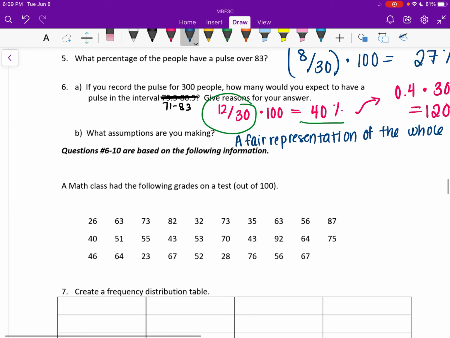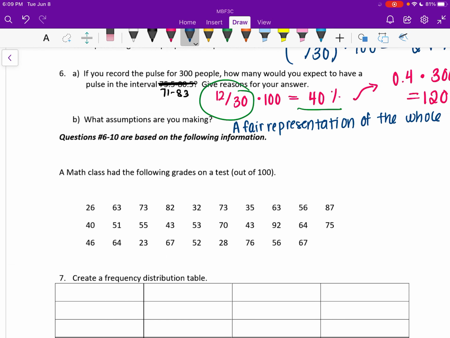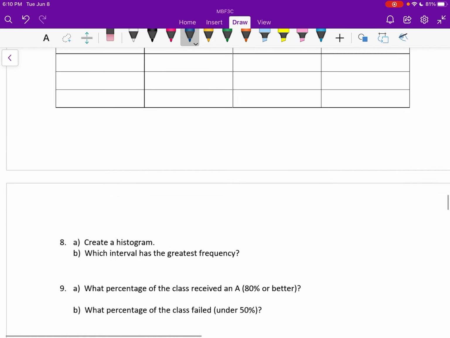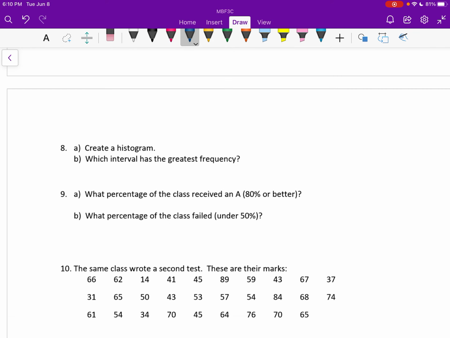So let's move on and do questions 6 to 10. Same idea. Now, instead of a pulse rate, we're going to be talking about a math test that was given to the class. There's 29 students in this class, so you don't have to map it out. Your entire frequency should add up to 29 students. You're going to answer questions 6 to 10, make a frequency distribution, and create a histogram.